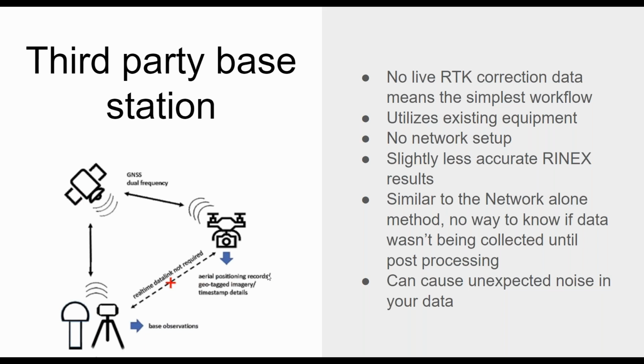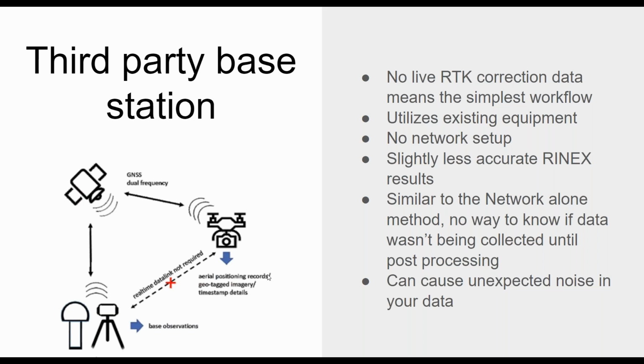And like the previous two methods, there's no way of checking for errors in the data until you're back in post. There's no notification that your base station dropped its satellites. There's no notification that your drone is collecting on a different datum than your total station or anything else like this. This method can also result in a point cloud, quote unquote, noise or drifting points because of the reference structure of the RINEX data and how it collaborates with drone data.